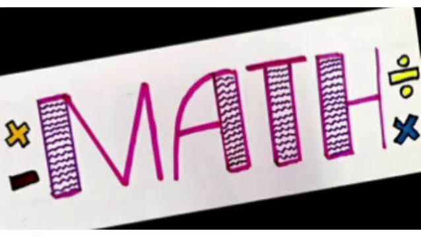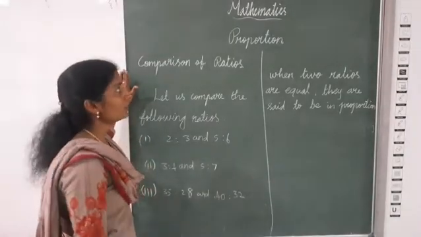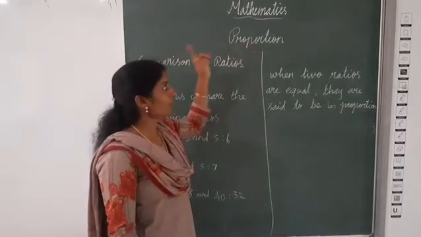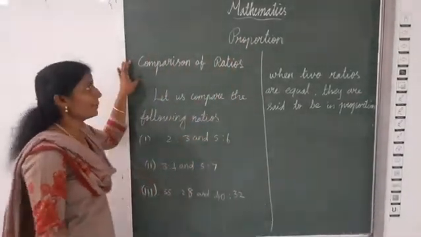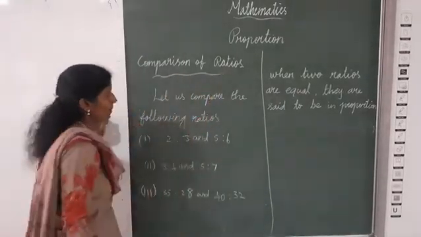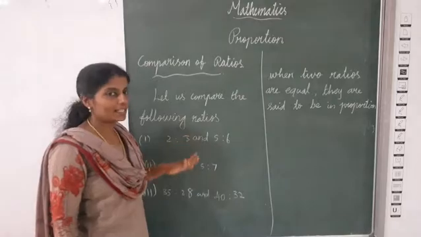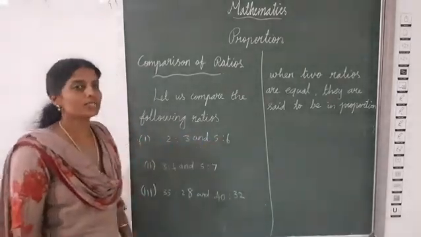Last class we learned about ratio, isn't it? Now we are going to study proportion. First we can see comparison of ratios. Let us compare the following ratios. First one, 2:3 and 5:6.